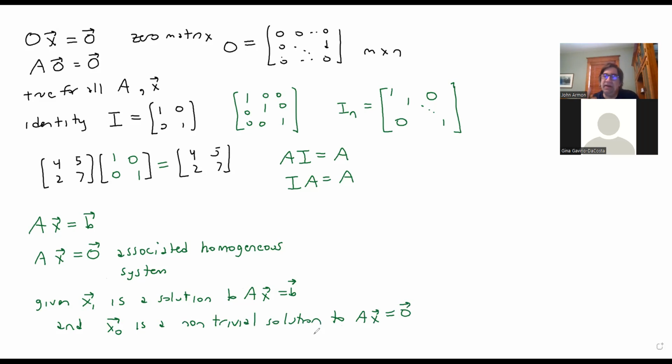Then, if you want to find another solution to the original system, it turns out all you have to do is add those two together. And we'll do an example here to illustrate this, but this is what the result is saying. I'm not sure it's a theorem in the book. So adding these two together, this is also going to be a solution to the original system.